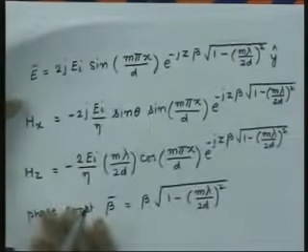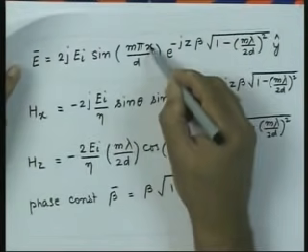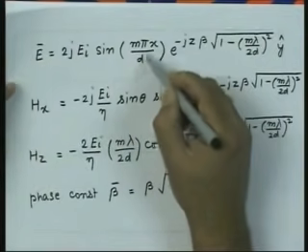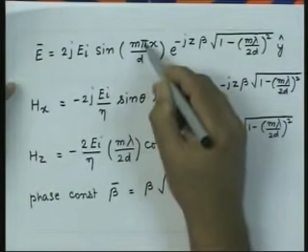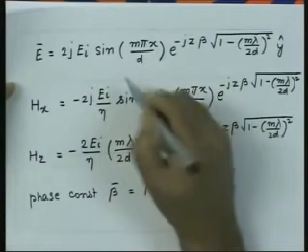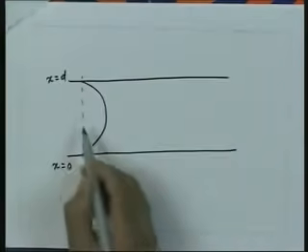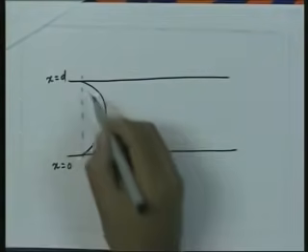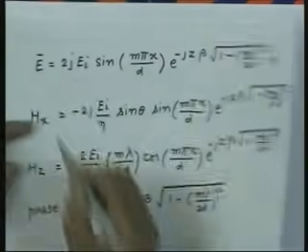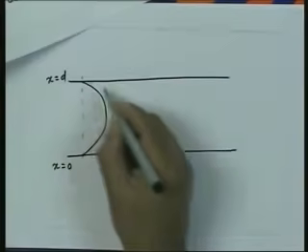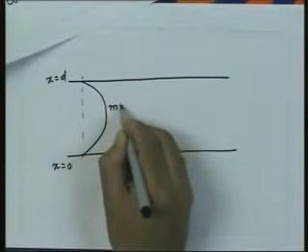So from here, when x is equal to d by 2, this quantity will be pi by 2 when m equal to 1. So I will get the field maximum at this location, which is d by 2. So I will get an amplitude variation for this field which will be like that for m equal to 1.